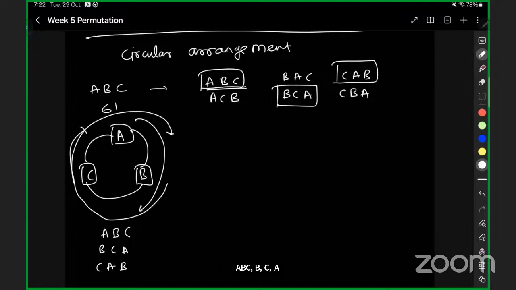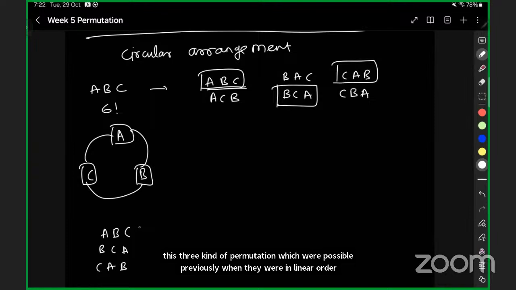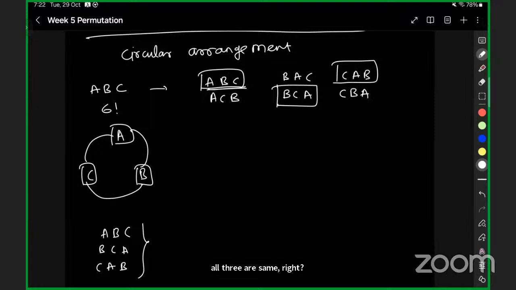All three of them are in one pattern only now, right? They are not different. It just looks like they are in similar order, but these three permutations which were possible previously when they were in linear order are now not possible, because all three are the same, right? In a circle they become the same. Okay, is it okay?